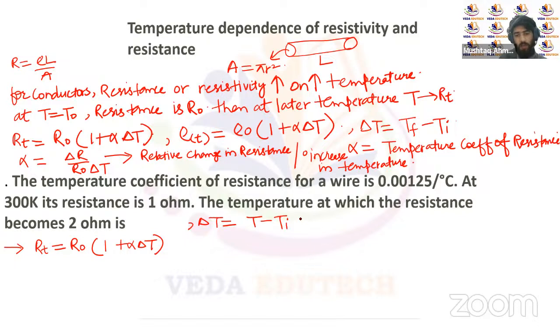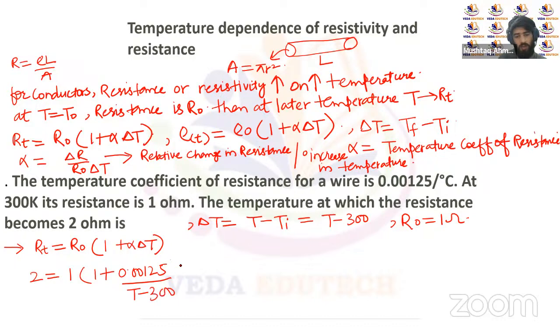So T minus Ti, where initially it was given as 300 Kelvin, will be T minus 300. Our initial resistance R naught was given as 1 ohm, so the final resistance will be 2 ohm. So 2 equals 1 into 1 plus alpha delta T. Alpha is given as 0.00125 upon delta T, and delta T is T minus 300. So this is the equation.